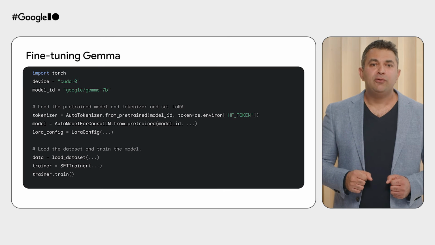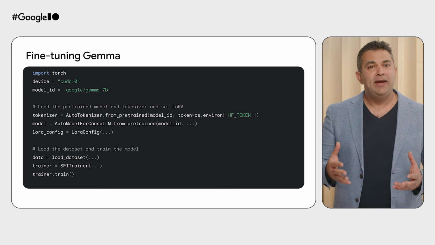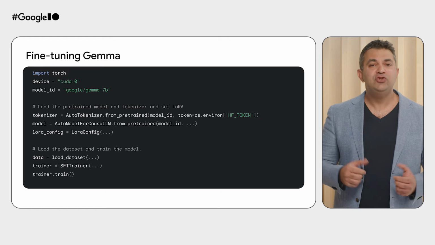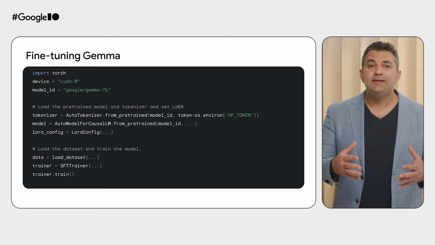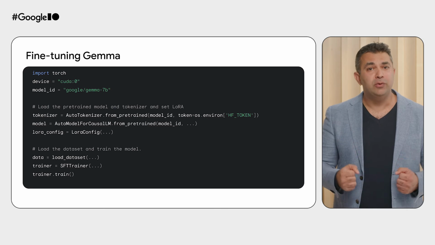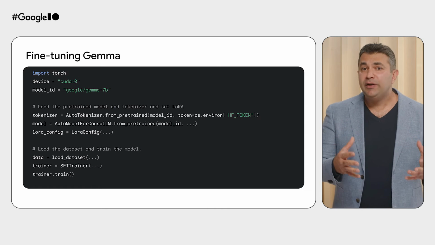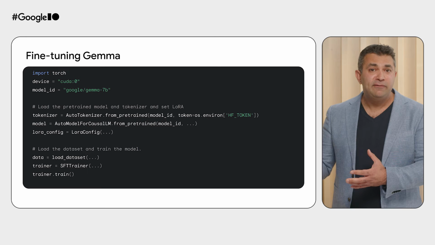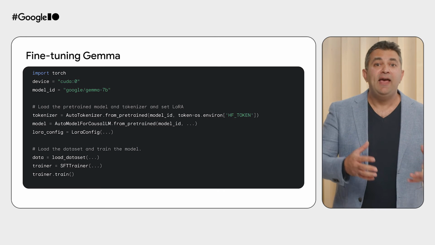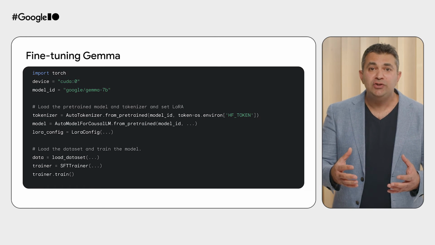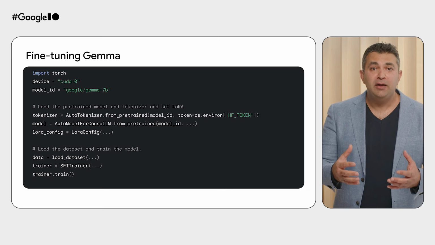This is a sample code for fine-tuning Gemma using PyTorch on GPUs. Gemma is a family of lightweight, state-of-the-art open models from Google. You define tokenizer, model, and LoRA config, load a dataset, and then use the supervised fine-tuning trainer to fine-tune Gemma on your dataset.